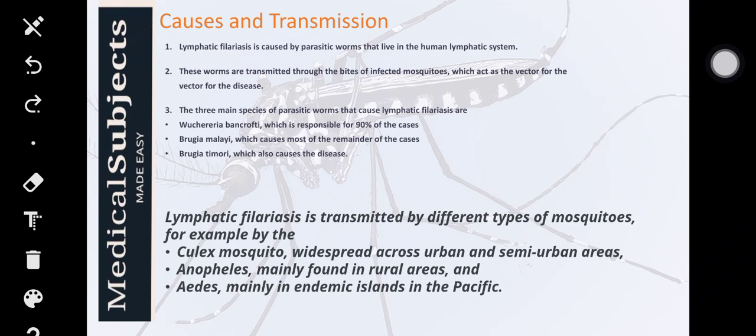Lymphatic filariasis is a disease which can be transmitted by three mosquitoes: Culex mosquito in urban and semi-urban areas. Whereas in rural areas, it is Anopheles which transmits lymphatic filariasis. And in endemic islands in the Pacific, where Anopheles density is less and Culex density is less, Aedes takes the responsibility of transmitting lymphatic filariasis. So this needs to be remembered.